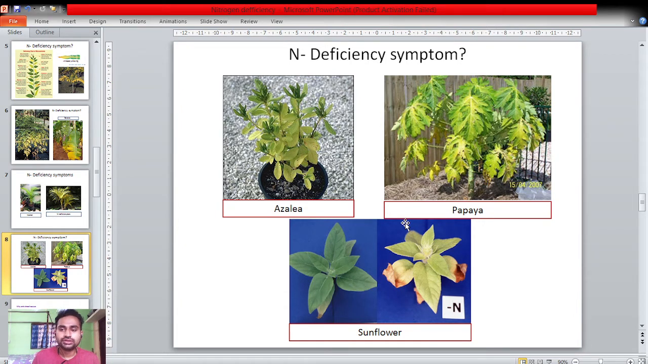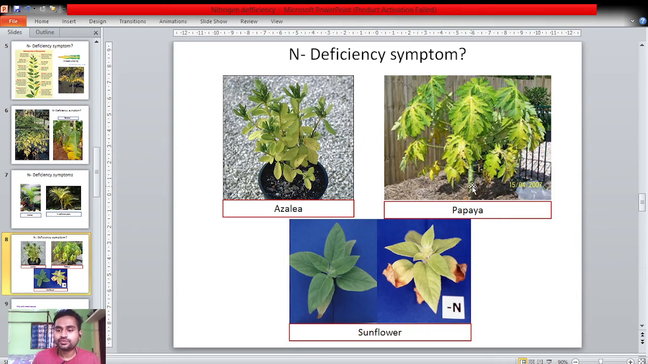In the left side we have the azalea plant, and this is a very clear symptom of nitrogen deficiency. From the lower part the yellowing starts and comes to the top of the plant, and the topmost leaves are green because whatever nitrogen is present moves toward the top of the plant, and the lower leaves do not have any nitrogen, so they are showing the nitrogen deficiency.